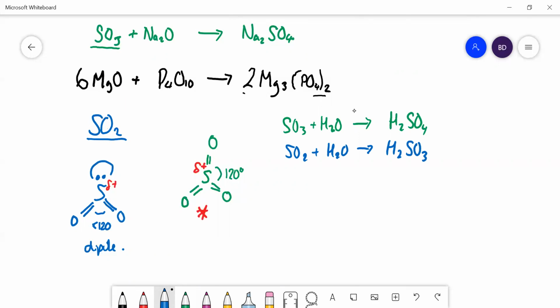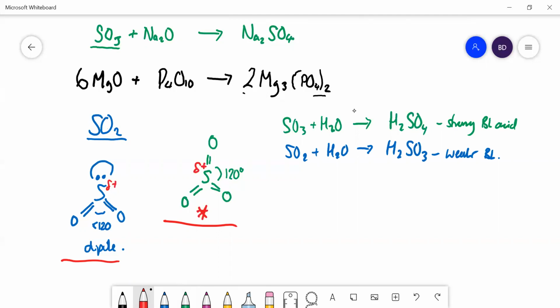And this is a weak Bronsted-Lowry acid. And this is a strong acid, this completely dissociates. And this is a reflection of which would be the strongest Lewis acid out of these 2 structures. The strongest Lewis acid you predict would be SO3, and that gives rise to the strongest Bronsted-Lowry acid.